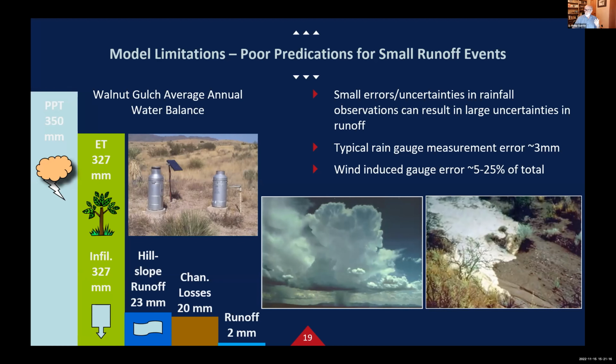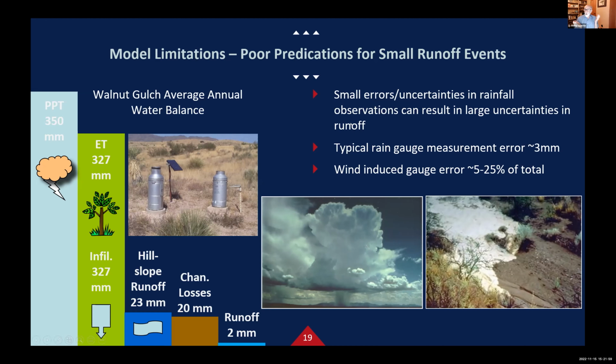So again, we have a watershed where we see rainfall, but we don't see a very high runoff response, except for very, very intensive rainstorms. Now, we are measuring rain with a rain gauge network across the watershed. Rain gauge measurement error is about 3 millimeters. If you add some wind, it can be as high as 5 to 25% error. So we can see a high degree of error related to our measurements, and in small areas, uncertainty in rainfall can result in high uncertainties in runoff.